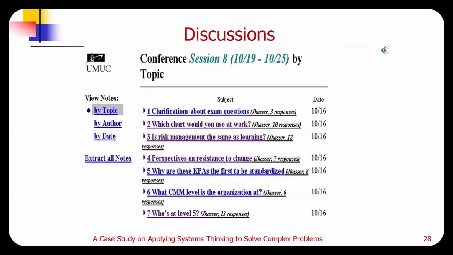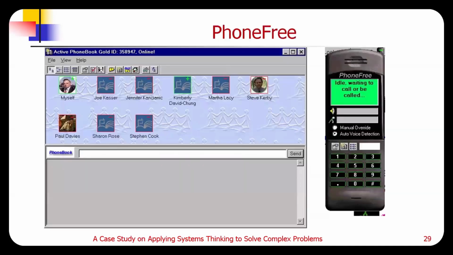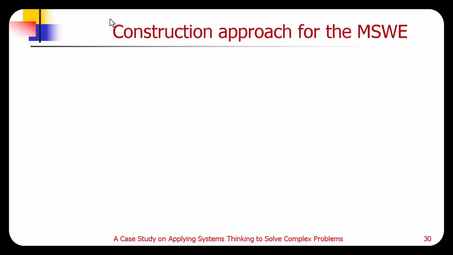Discussions were held asynchronously, much like you see on LinkedIn and Discord and other asynchronous groups these days. And I found some shareware software that allowed for voice over the internet protocol. And this was well before the days of Skype. And you could use the electronic handset on the screen and dial somebody and call them. And my ID, you can see up there, was 358947, and I'm online. So the software told you who was online as well as their numbers. So now let's look at the construction approach for the MSWE degree.